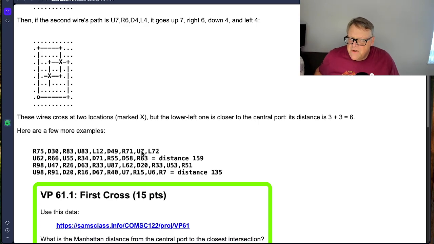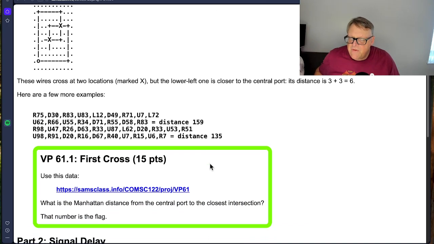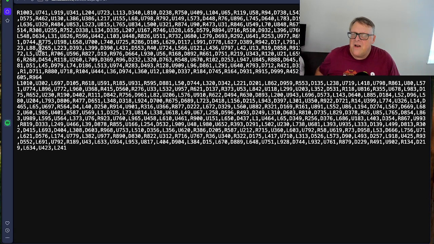All right, so here's some more examples, and you just have to find the first cross. What is the Manhattan distance from the central point to the closest intersection? That's the first challenge. And of course, you have a really long list of data, all this junk. Here's one wire, and there's the other wire. Taking long steps on a really large grid. Looks like the grid goes up to maybe 1,000.